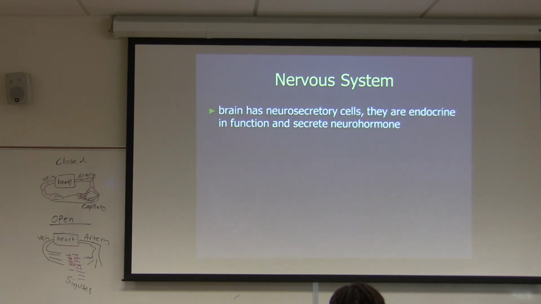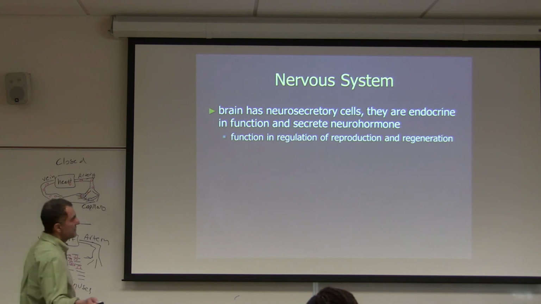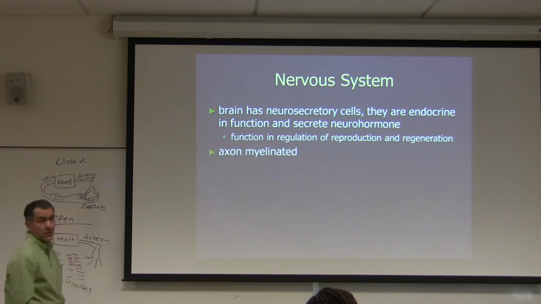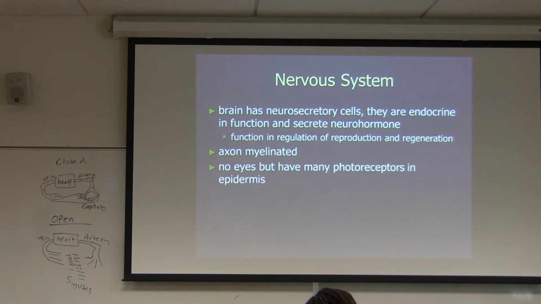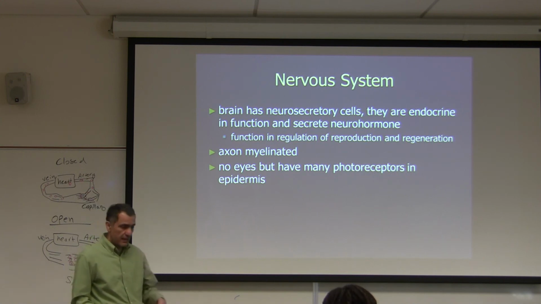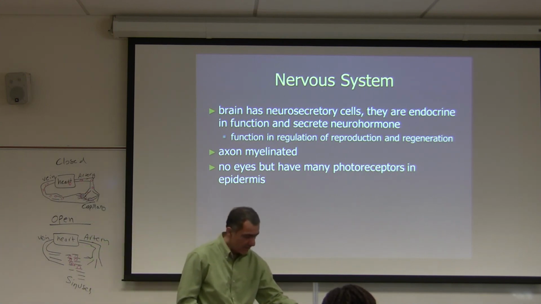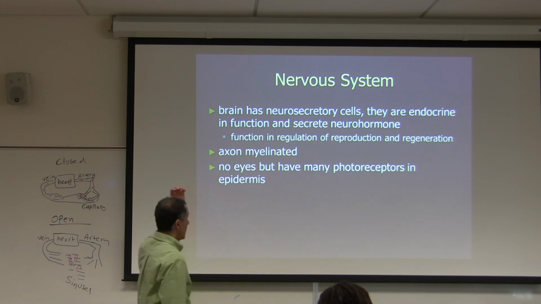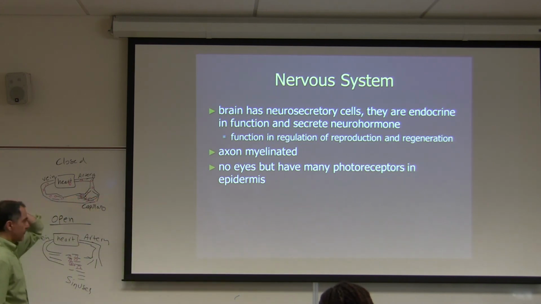Nervous system, quickly, let's go over that. The brain has neurosecretory cells, has endocrine function, and secretes neurohormones. Function is regulation of reproduction and regeneration, of course. Axons are myelinated now, so we start seeing myelination in these animals. No eyes, but they have many photoreceptors on the epidermis. Each segment has photoreceptors. I refer to them as eyes. They are referring to photoreceptors.